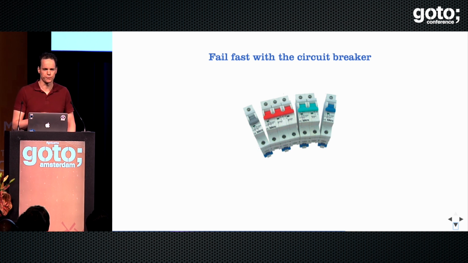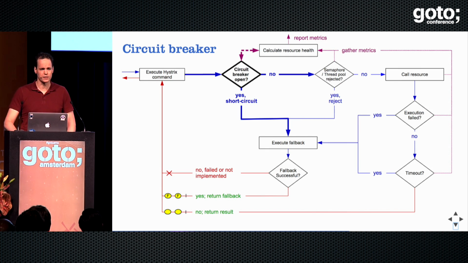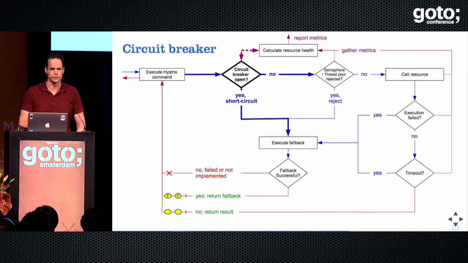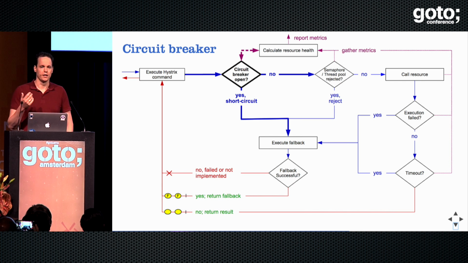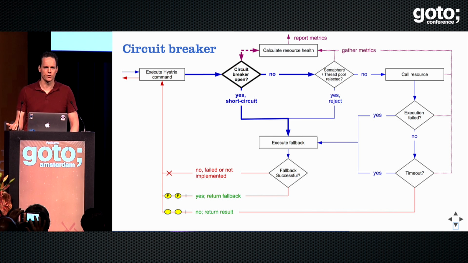But they're also used for the circuit breaker. And the circuit breaker is like a fuse in a fuse box. If it's closed, it will let current through, but if it opens, then it won't let anything through, and you don't have power. And where does this thing fit in? So you execute the command, and then the first thing it's going to look at is the circuit breaker. And the circuit breaker determines, by looking at the health of the resource, if it is open or not. And if it's unhealthy, then it will open, and everything will short circuit to the fallback.